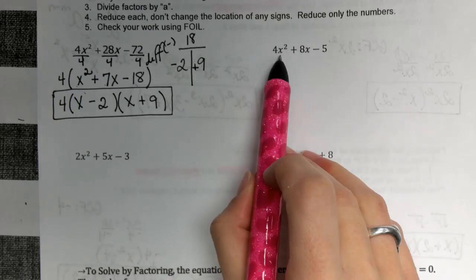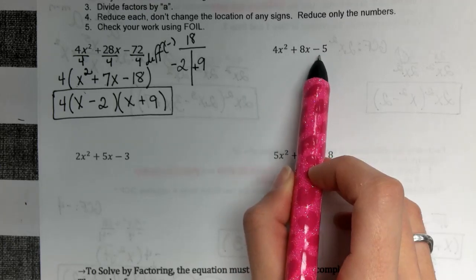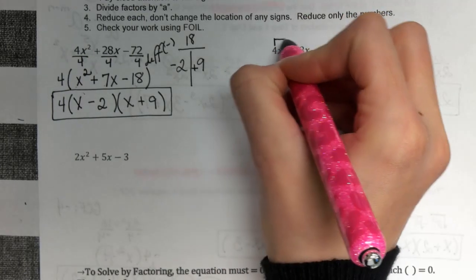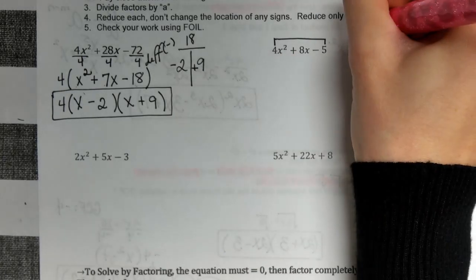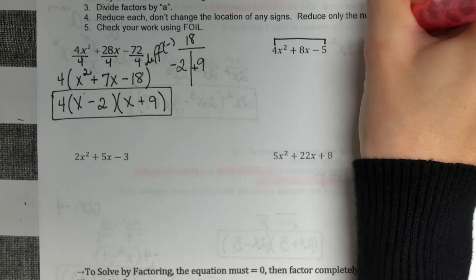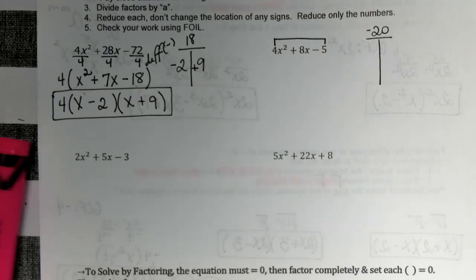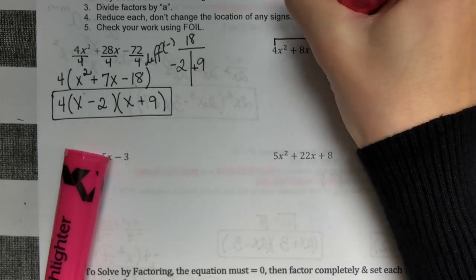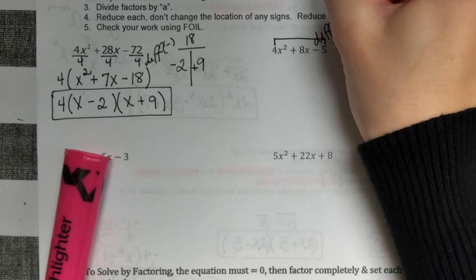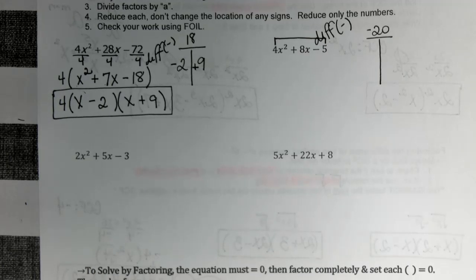So this next one, 4x squared plus 8x minus 5, I don't have a GCF there. So this is when I'm going to take my first term and multiply it by my last. So 4 times negative 5 technically is a negative 20. Okay? You don't have to put the negative. The negative tells me what? They're going to be different signs. So I'm going to subtract my factors. So factors of 20 that subtract to give me 8 will be what? 2 and 10.